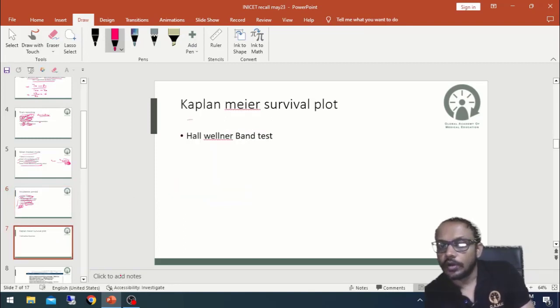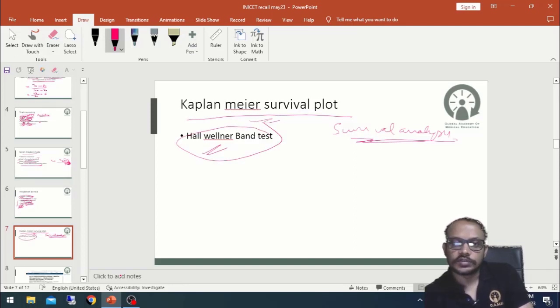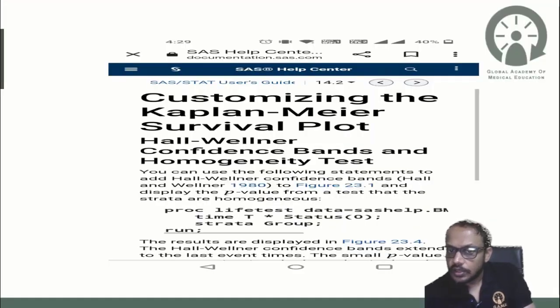Kaplan-Meier survival plot. I have told you in your biostats class that the Kaplan-Meier survival plot is basically for survival analysis, and in survival analysis there is a Hall-Wellner band test. That was the question: what band tests were there? We all know that this band test is basically for checking the homogeneity between the two groups.